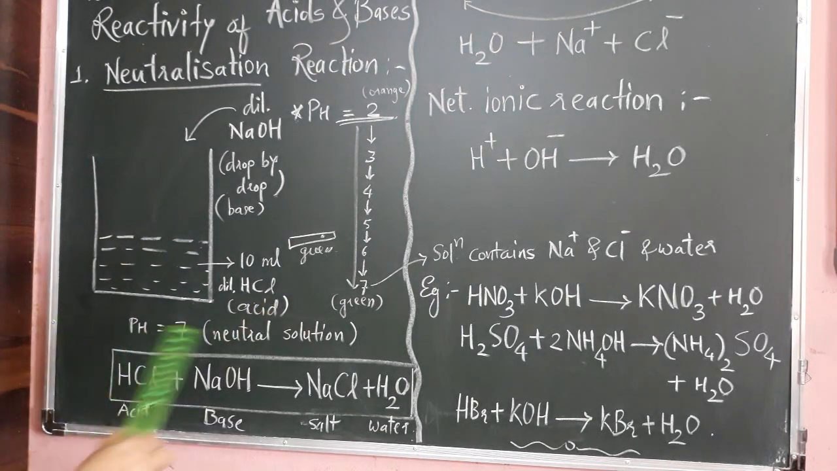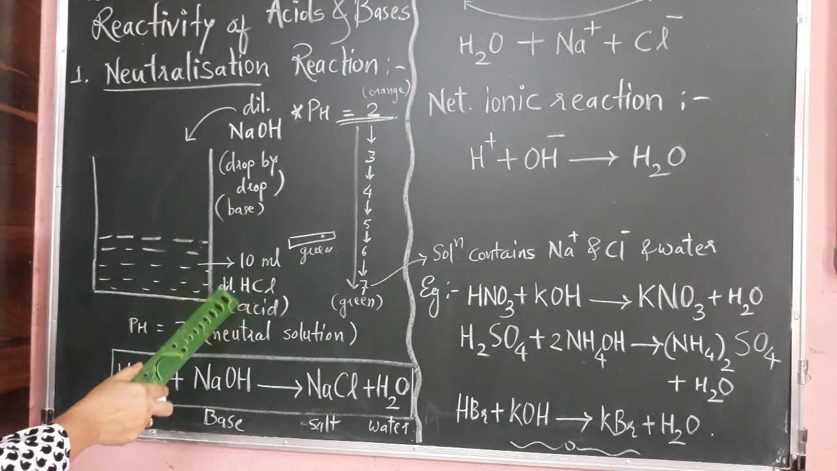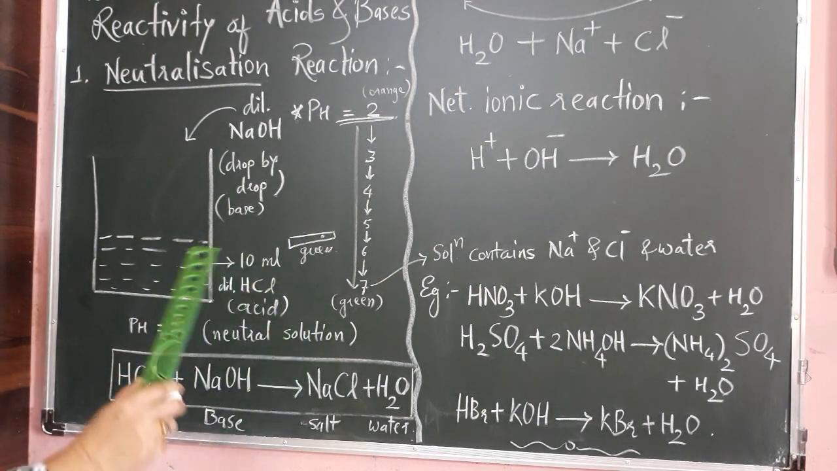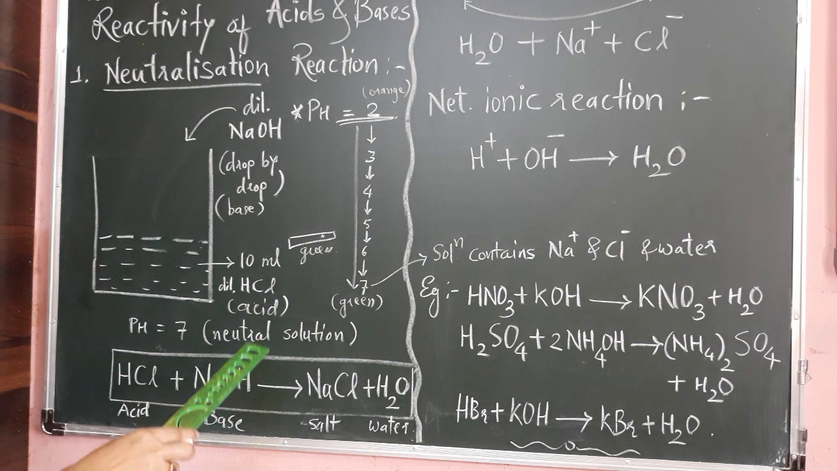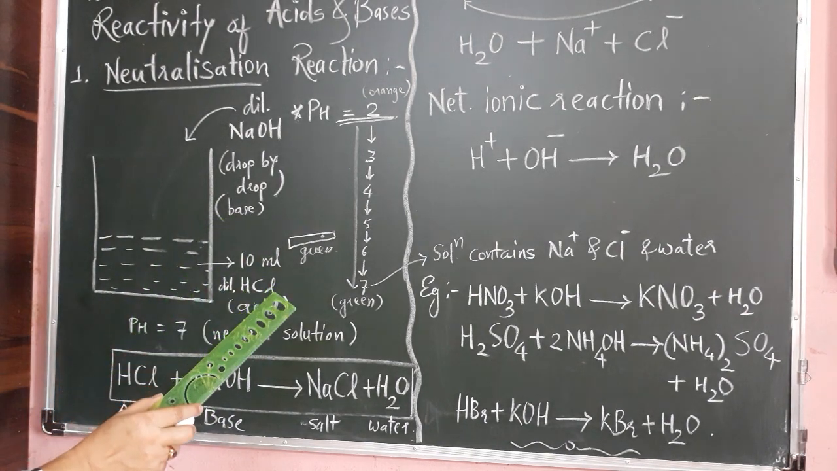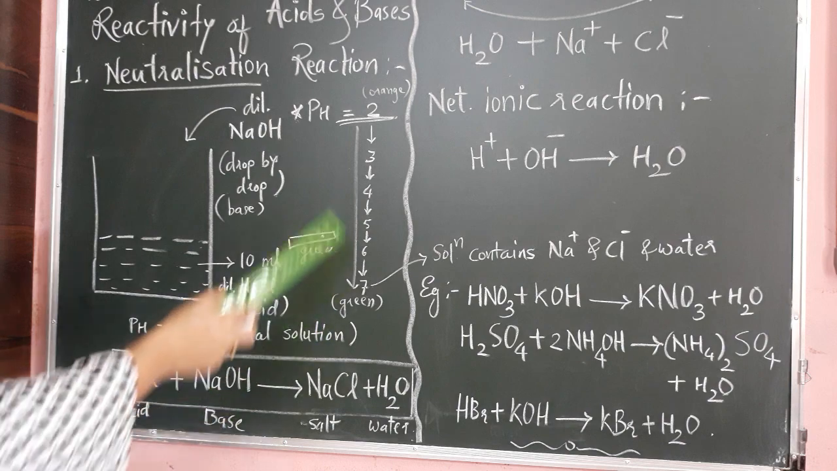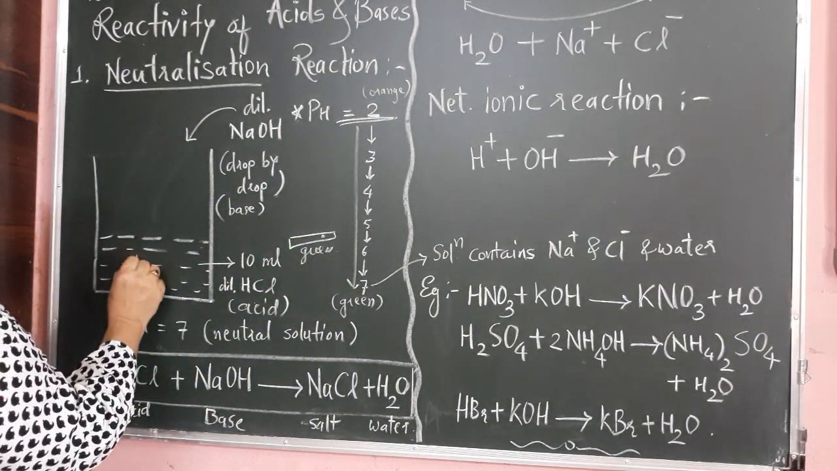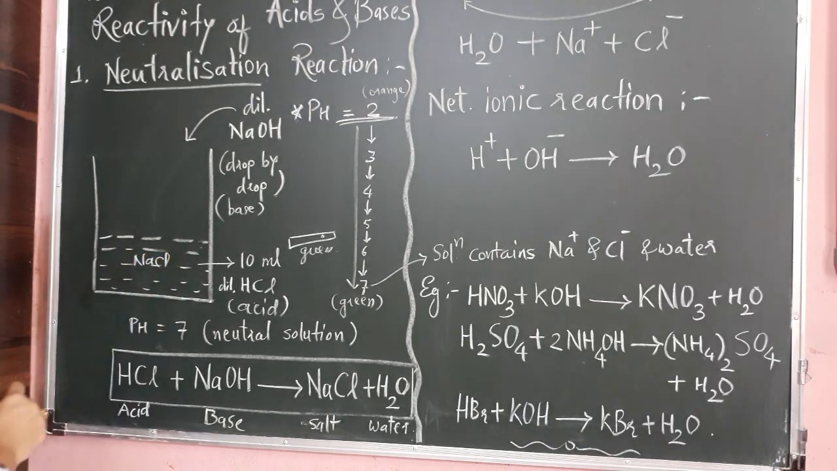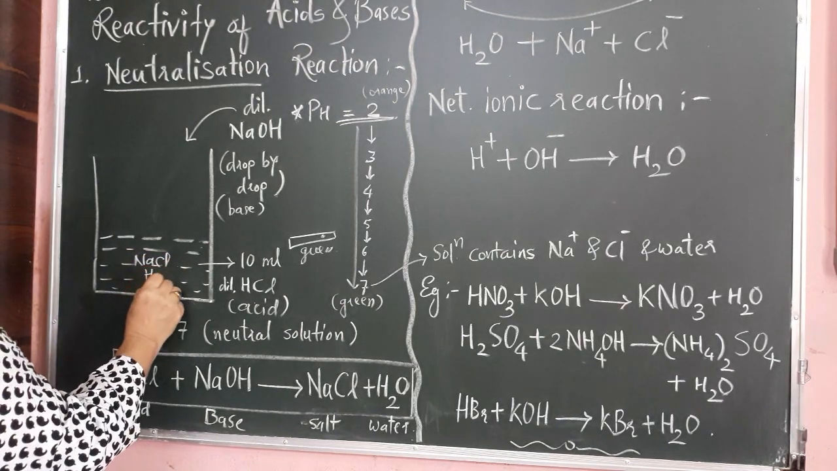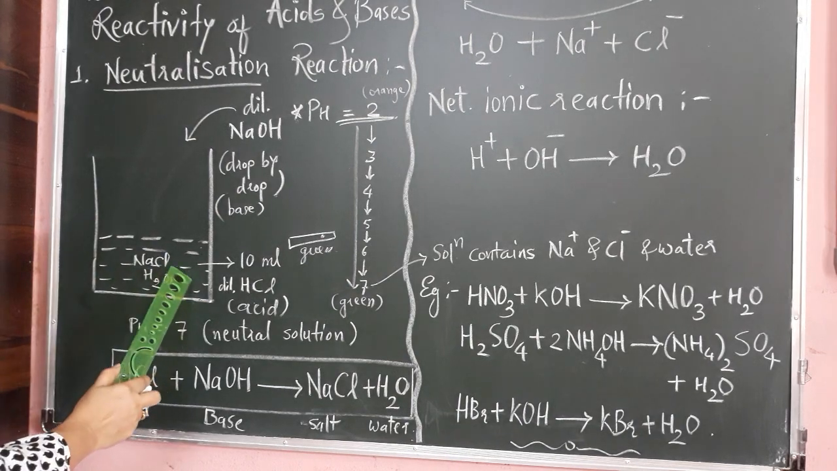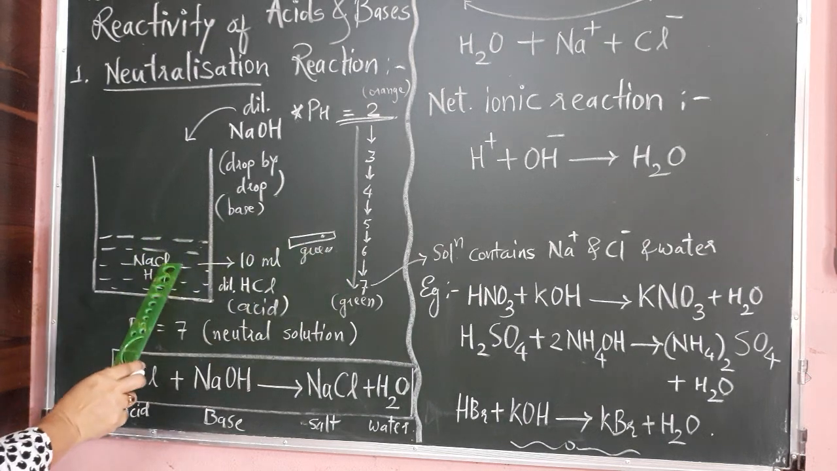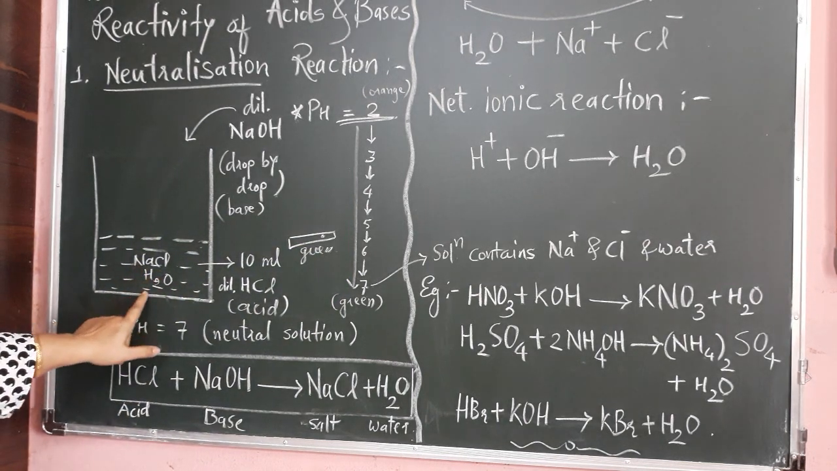So we can say that when acid and base react, they form a neutral solution along with water. And this reaction between acid and base is called the neutralization reaction, because here it is neutralized. After neutralization, what remains? There is NaCl and water. What we had taken first was HCl and we added NaOH. But when pH is 7, in this solution we have NaCl and water.